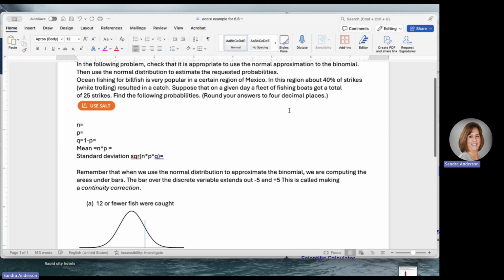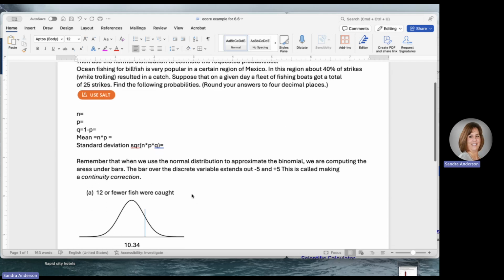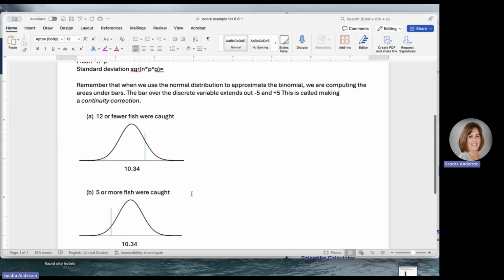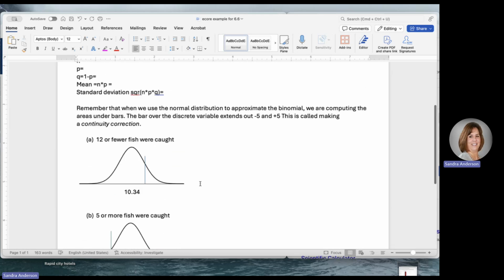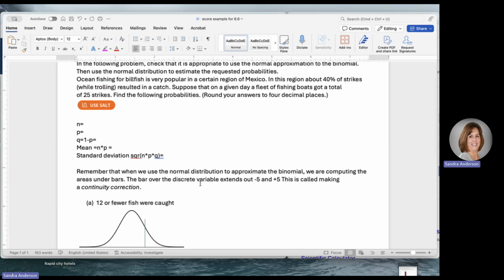And the probabilities are: what's the probability that 12 or fewer fish are caught, 5 or more fish are caught, or between 5 and 12 fish are caught. I think the biggest problem here comes with using salt. So we will do this using salt.